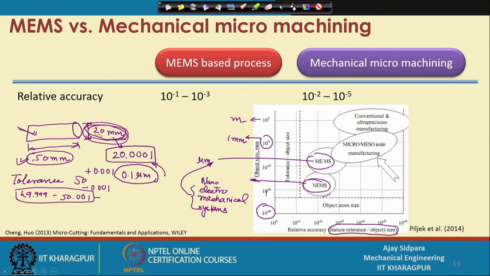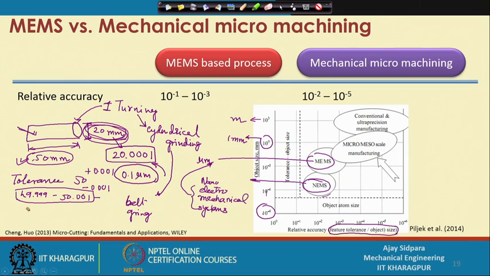Now, when you turn it, by the turning process you cannot create such a high tolerance. So, the first operation is turning, and once turning is over, then what you have to do? You have to do cylindrical grinding. And after cylindrical grinding, you may need some type of belt grinding, that is called abrasive belt grinding, to reach this location. And after that you can achieve this.